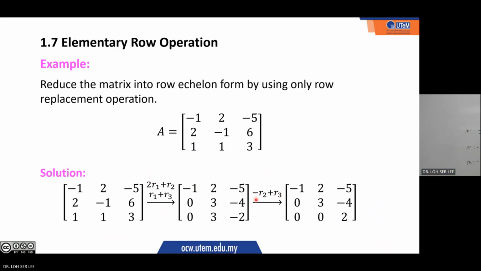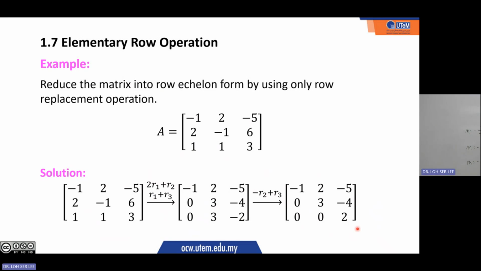So negative 1 times row 2. All this is multiplied by negative 1 and then added into the third row. 0 times anything plus into 0, still 0, no changes. Normally we start from the pivot column. So negative 1, 3 times negative 1, we have negative 3. Negative 3 plus 3, 0. Negative 4 times negative 1, we get positive 4. Positive 4 plus negative 2, we get positive 2. So this is the REF, row echelon form.